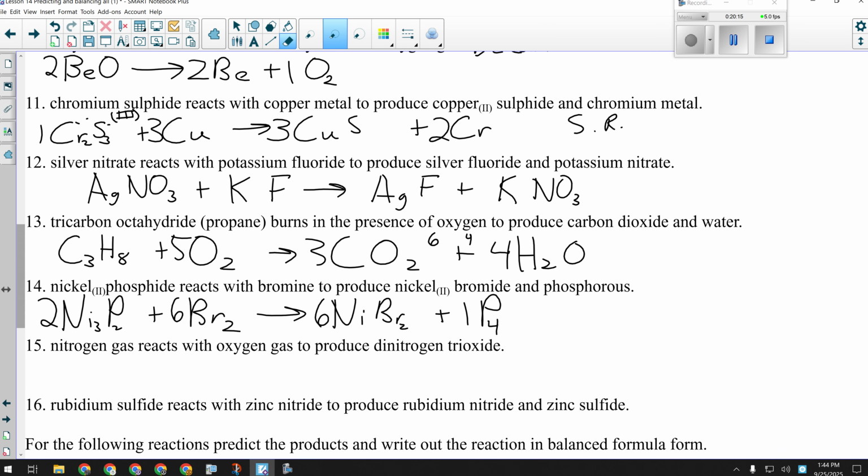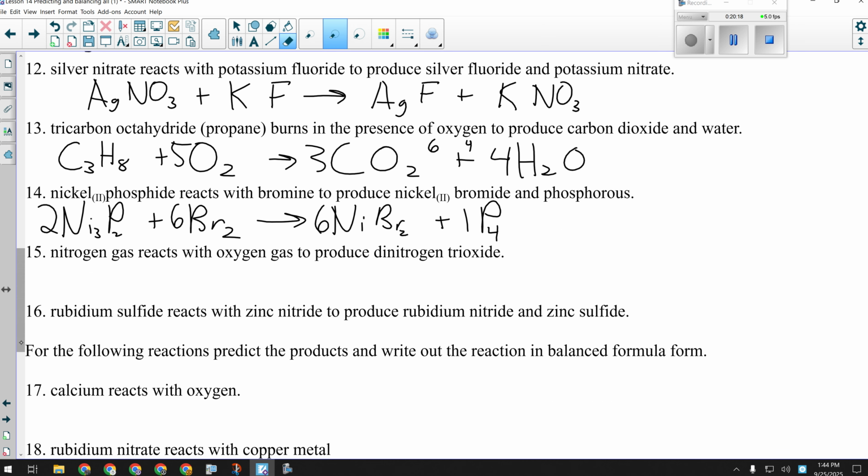Okay, for 15, nitrogen gas, N2, reacts with oxygen gas, also special, O2, to produce dinitrogen trioxide, N2O3. What kind of reaction is that? Synthesis. Okay. I need to balance this. I've got a 3 as my biggest number over here, so lowest common multiple is 6. So I need a 3 there, and then a 2 there to balance my nitrogens.